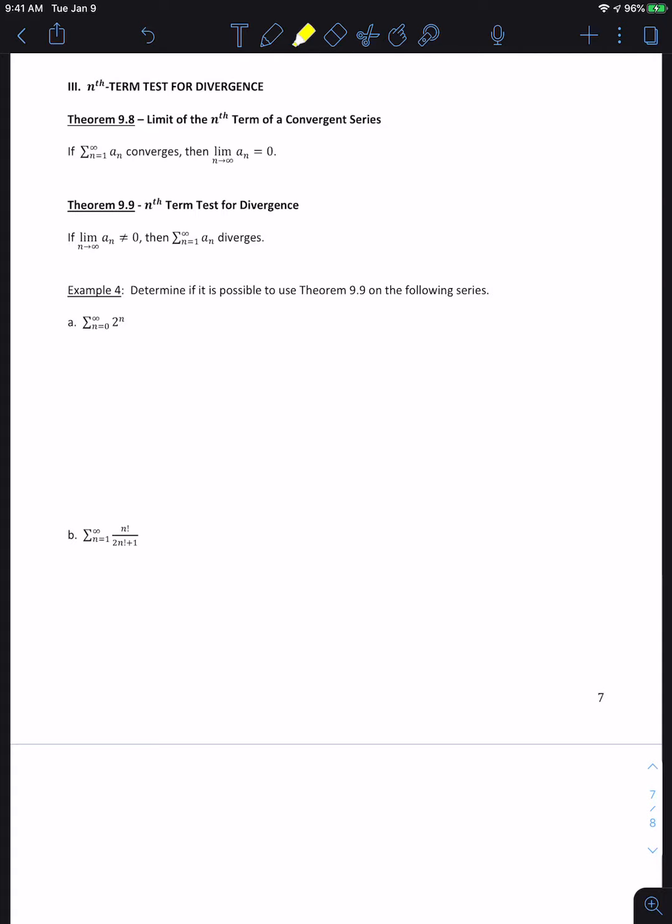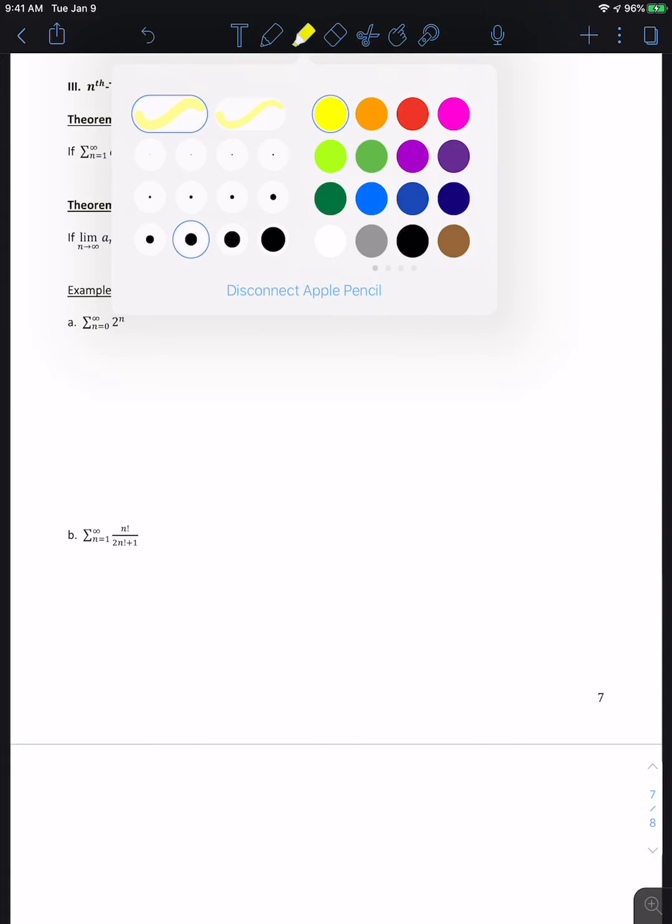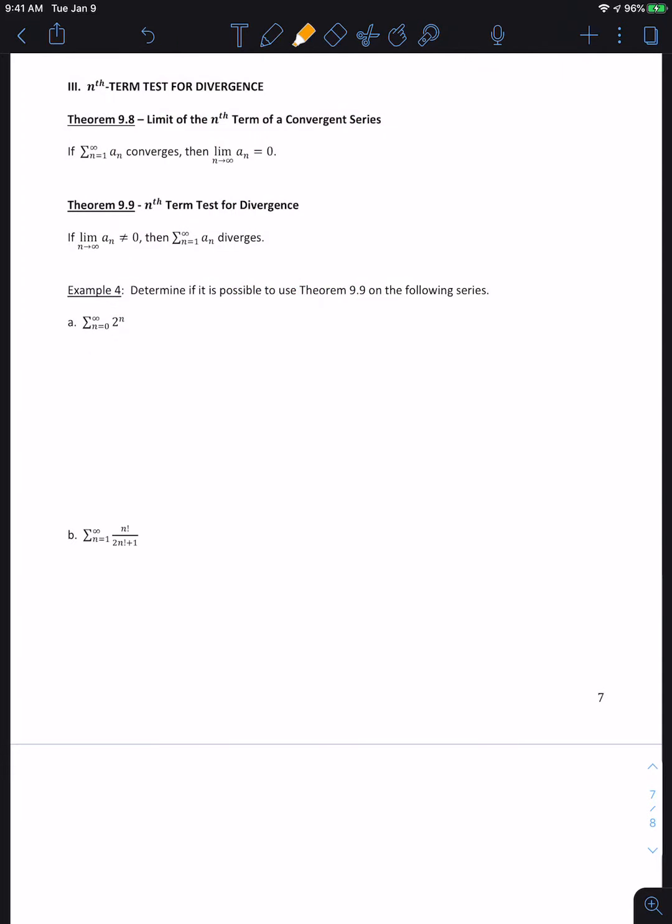And if you know anything about logic or proofs, you know what's called the contrapositive. And this is the contrapositive, theorem 9.9. And this is going to be the one that's actually helpful for us in practice. So what this says is if the limit as n goes to infinity of a sub n does not equal 0, then the series diverges.